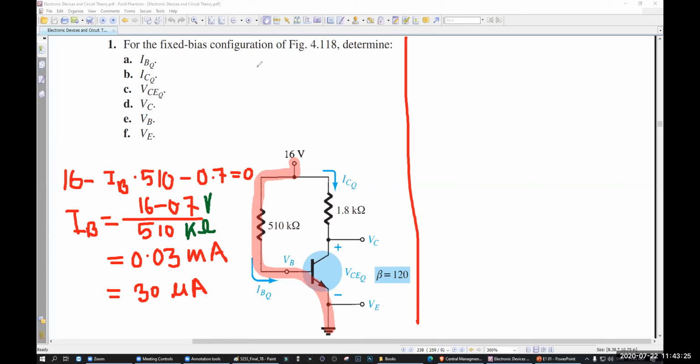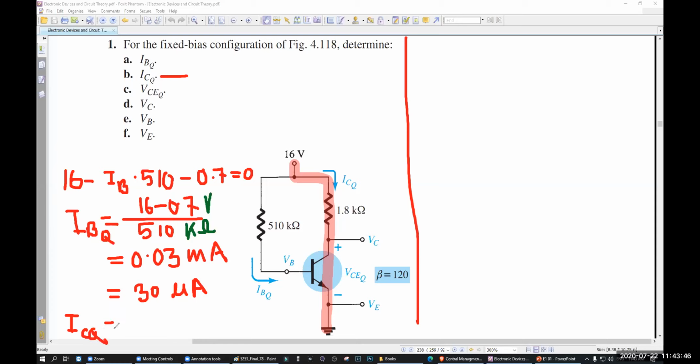Now I am going to use a KVL on the other side. That means in this side. But before that, let's write IC. Because you have to find out the IC as well, right? Okay, you can call it IBQ. Remember, you can call it IBQ. What is your ICQ?